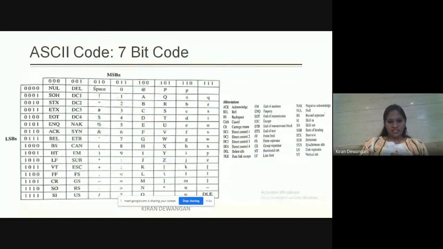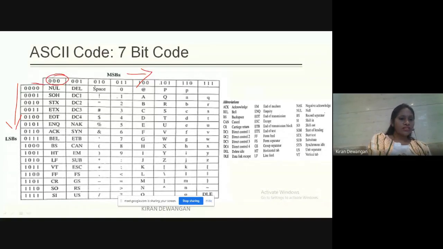So here this is a little bit blur. I've taken a screenshot from the book, but you can see this side is the LSB, this side is the MSB. मतलब ये 000 and 4 bit 0000. With this combination, we'll be getting one code.